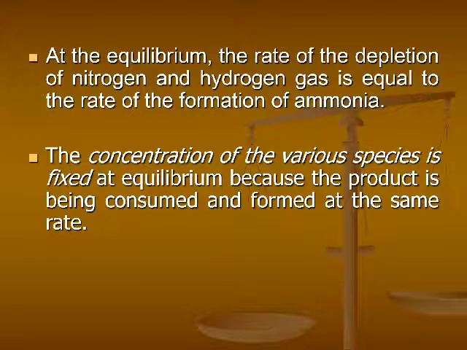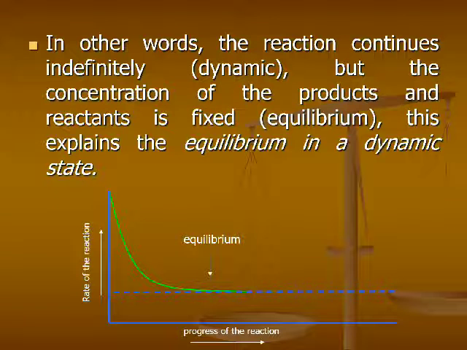The concentration of the various species is fixed at equilibrium because the product is being consumed and formed at the same rate. In other words, the reaction continues indefinitely, which is dynamic or progressing, but the concentrations of the products and reactants are fixed in an equilibrium state, and this explains equilibrium as a dynamic state.